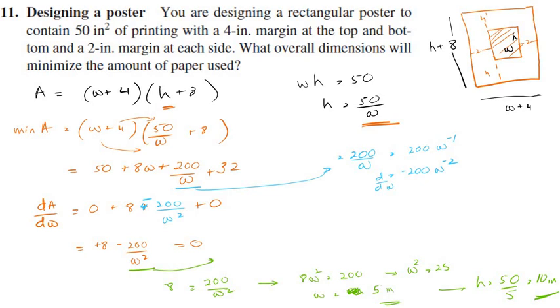But if you want to get the minimum amount of paper used, we have to add: the W would be 5 plus 4 and H would be 10 plus 8. So the minimum paper area dimensions would be 5 plus 4 is 9, and 10 plus 8 is 18. So that would be the answer here.